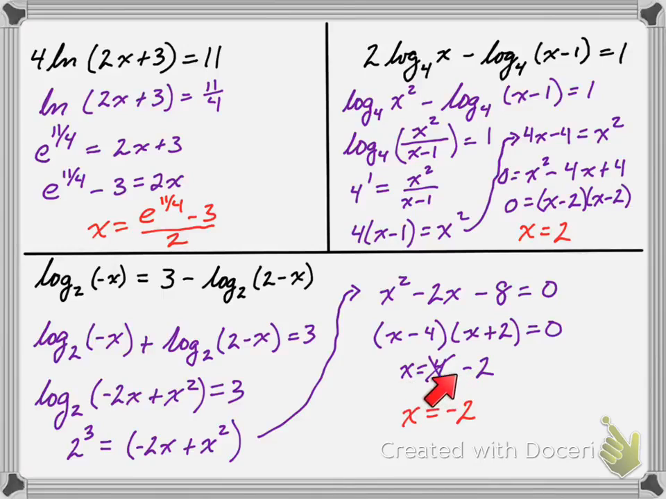Now you have to remember to check your solutions, because when you substitute 4 back into your problem, that's going to give you log base 2 of negative 4. You cannot take the log of negative values, therefore 4 is not a viable solution. Negative 2, however, when you substitute it in, you get a positive, so that one works. And the same thing over here, 2 minus a negative 2 is positive 4, so we can do that. So therefore negative 2 is our only solution here.